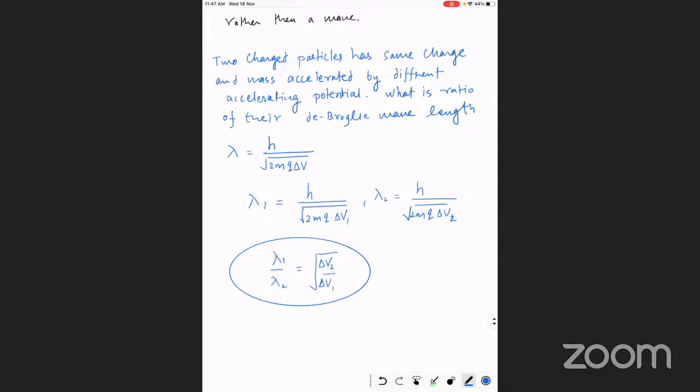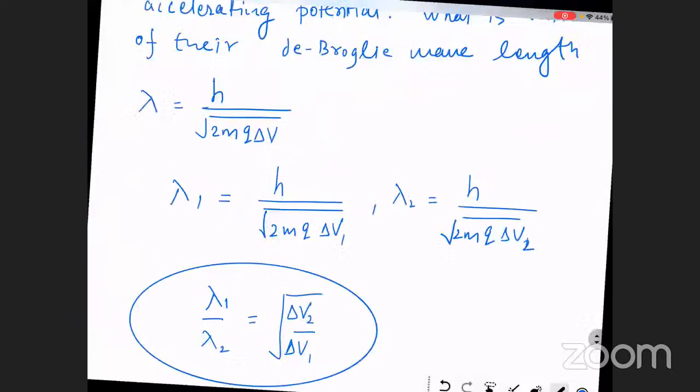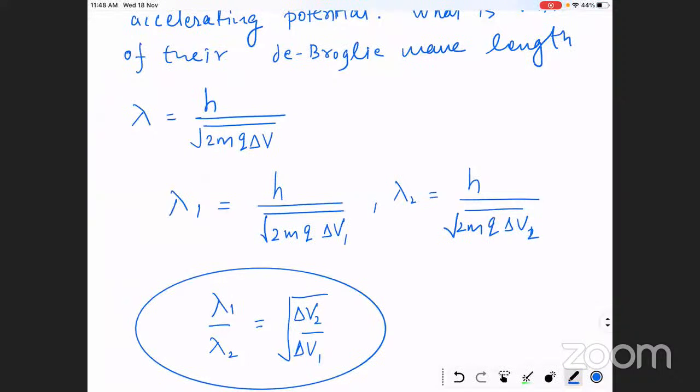Matter can follow interference. Yes, if they are waves, they will have to follow. Understood? They'll have to behave like waves.